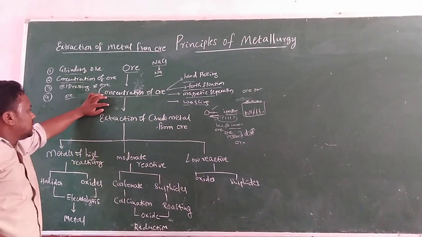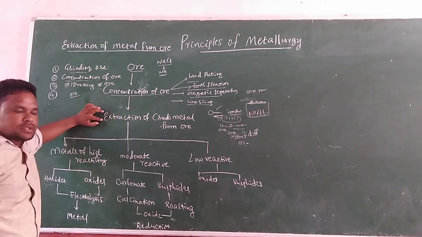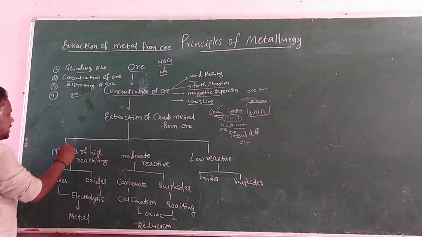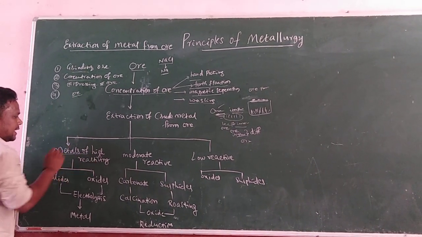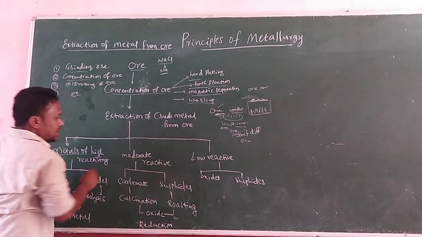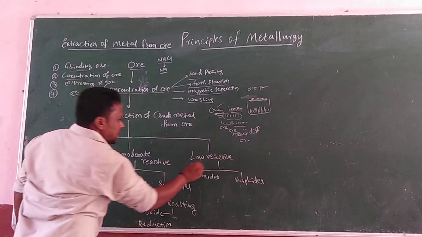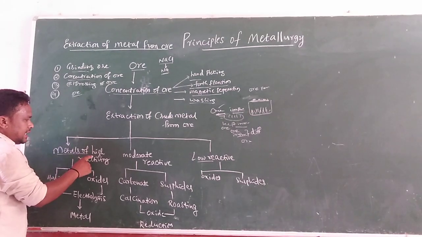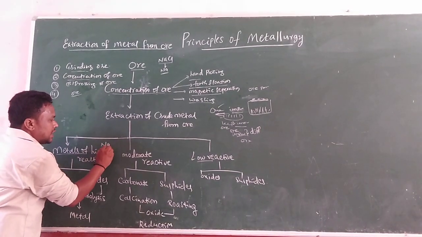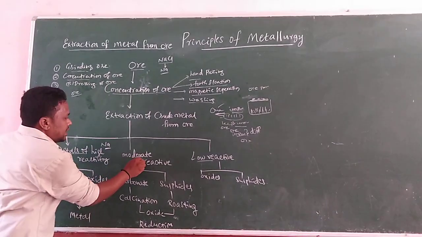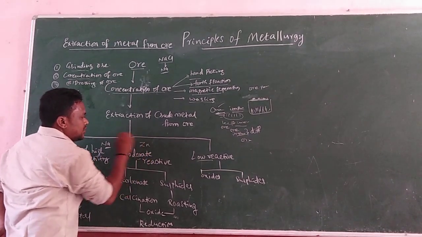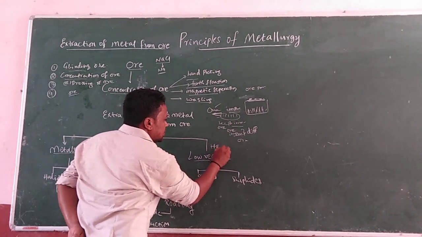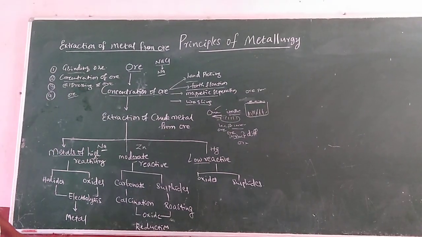Next, we come to the extraction of crude metals from their ore. How can we extract the crude metal from its ore? Here there are three methods: for highly reactive metals, for moderately reactive metals, and for low reactive metals. Take one example of each. For a highly reactive element, sodium is one example. For a moderately reactive element, zinc is one. For a low reactive element, mercury, Hg, is one example.